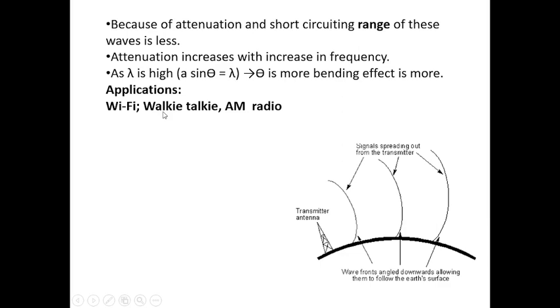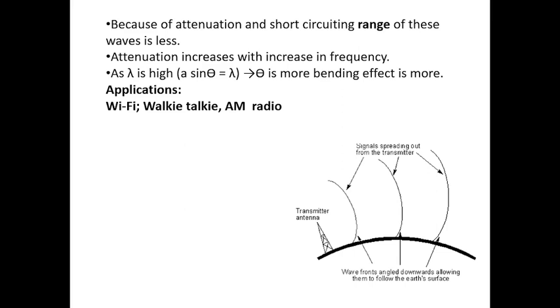For example, if you have Wi-Fi in one particular room, we will get this Wi-Fi signal within the house. The reason for it is the ground waves, whose wavelength is large and bending effect is large.